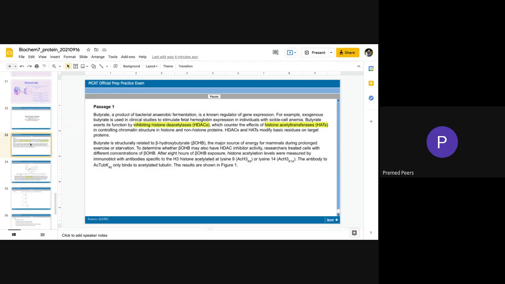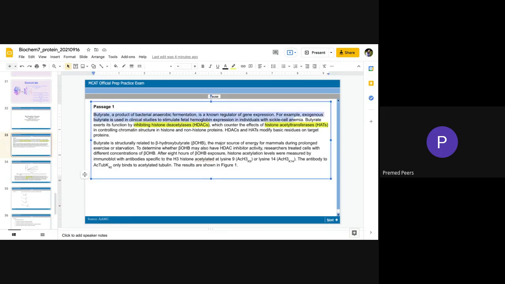So the first paragraph basically talks about what butyrate is, right? And the important things noted right here, I would go through really quickly. The first line is basically talking about the definition of butyrate specifically in the study, and then, for example, blah blah blah blah. That is to supplement the first sentence, and then right here I underline highlighting the function of butyrate itself.